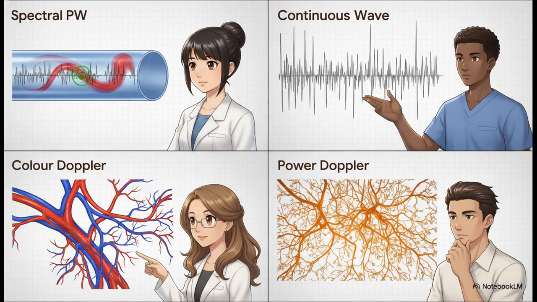Then there's color Doppler, which paints a vibrant spatial map right over our anatomy, typically red for flow moving toward the probe and blue for flow moving away. It's amazing for instantly spotting things like a deep vein thrombosis. And lastly, power Doppler. This one throws out directional data entirely in favor of ultra-high sensitivity, letting us detect the tiniest trickle of flow inside small vessels, or helping us assess the vascularity of a tumor.